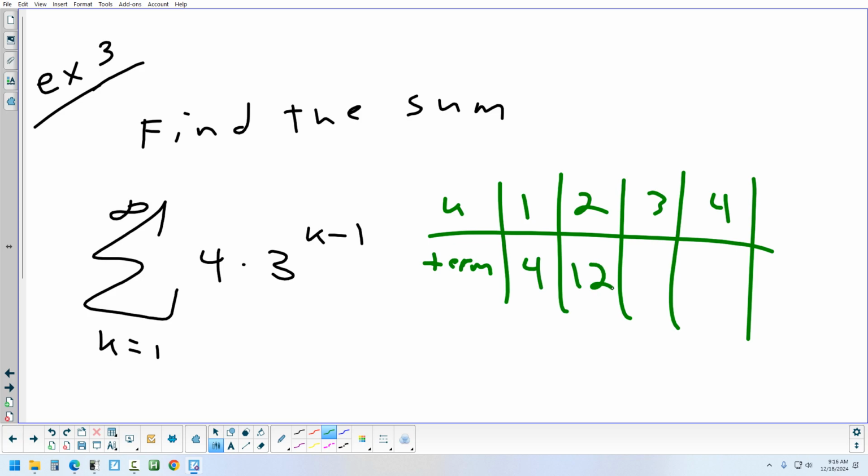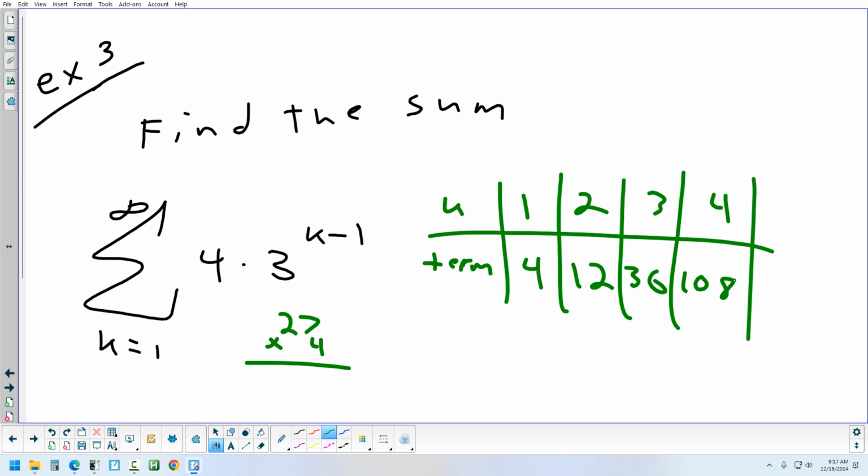Next one we're going to do is 3. What's 3 minus 1? 2. 3 squared? 9. And 9 times 4? 36. And now let's do the fourth one. 4 minus 1? 3. 3 to the third power? 27. And now I need 27 times 4. 108. That's going to be 108.